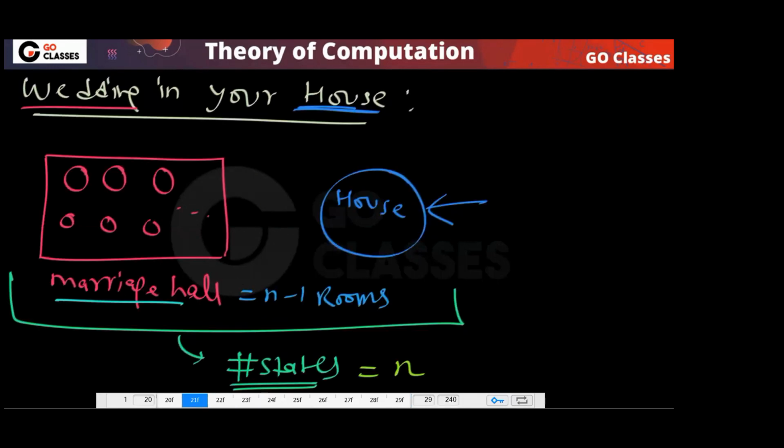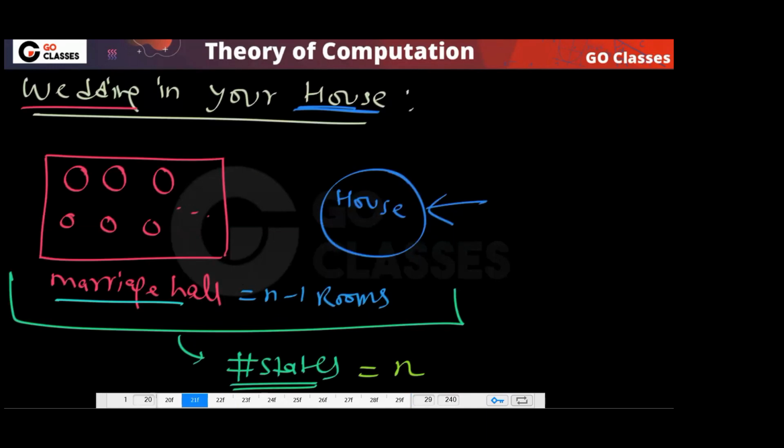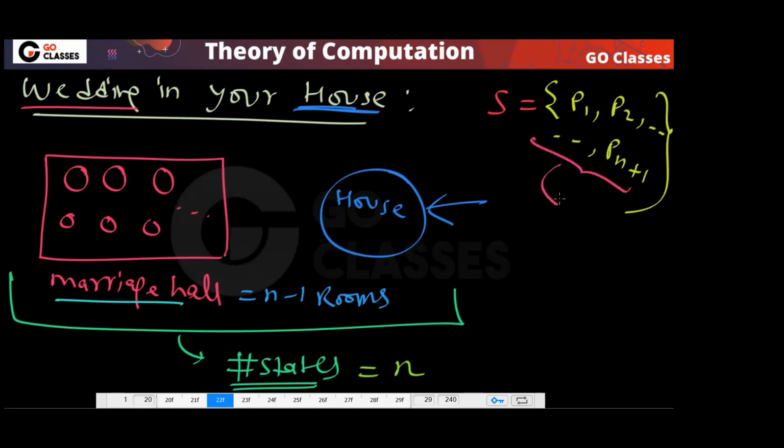Now suppose there are some people, like maternal uncle, paternal uncle, father, and so on, and they are fighting with each other. Let's assume this is the set of people who cannot stay in the same place. Let's assume this is the set of n plus 1 people, p1, p2, and so on up to pn plus 1, who cannot stay together.